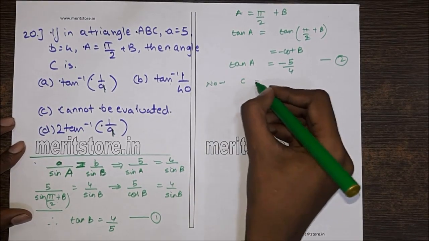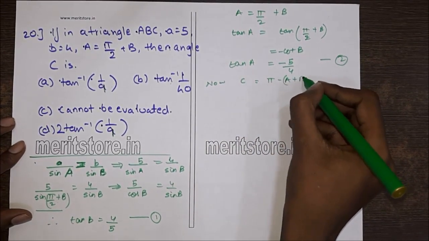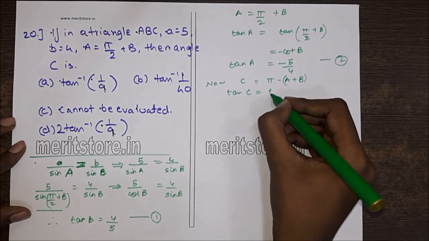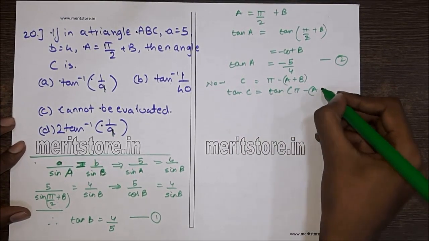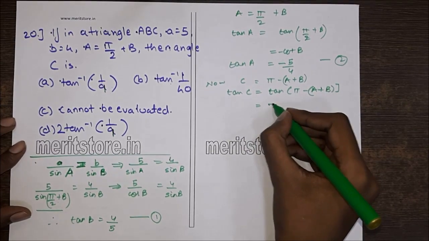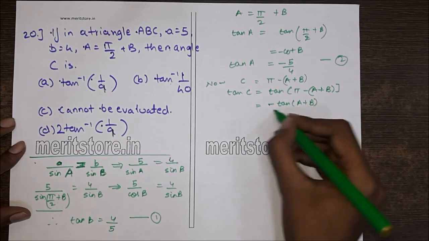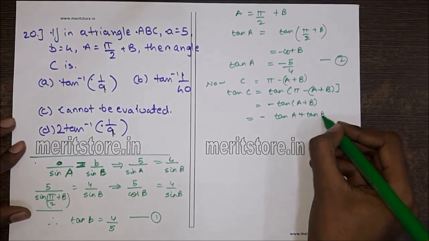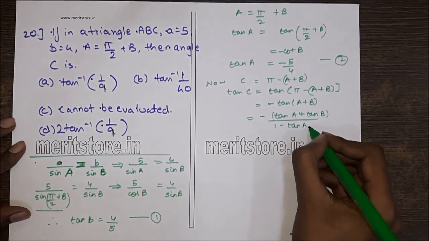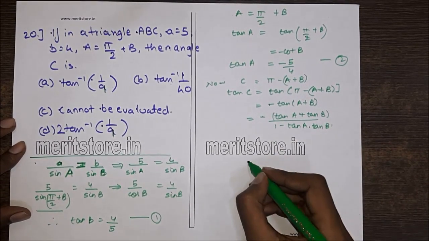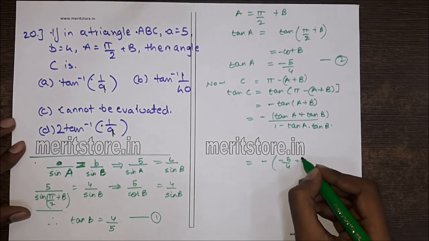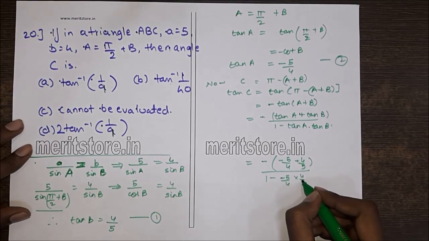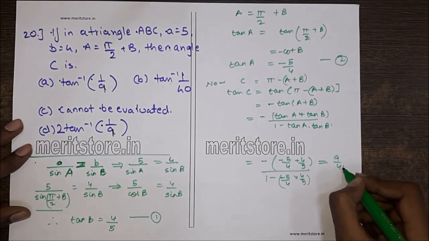Now C is pi minus (A plus B), since the sum of all angles of a triangle is 180 degrees, that is pi radians. So tan C is equal to tan of pi minus (A plus B). This is equivalent to minus tan of (A plus B). We expand the terms, we get minus of tan A plus tan B upon 1 minus tan A tan B. We substitute the values, we get minus of minus 5 by 4 plus 4 by 5 divided by 1 minus 5 by 4 into 4 by 5, and we finally get 9 by 40.